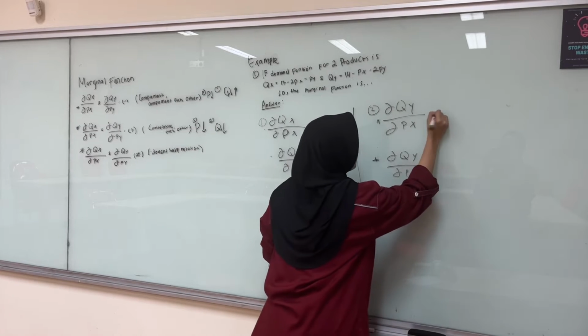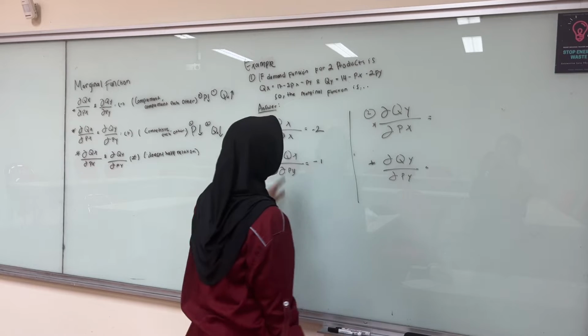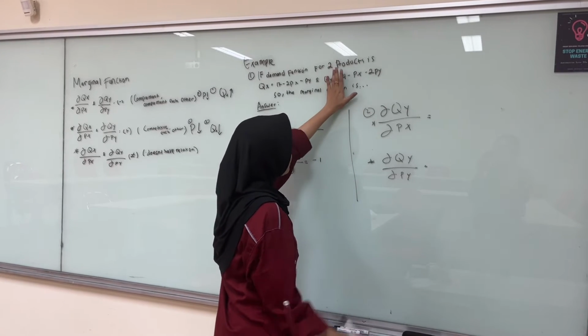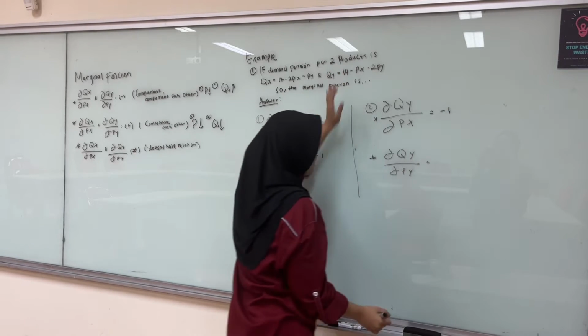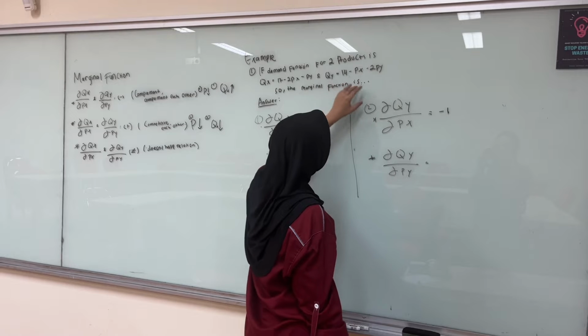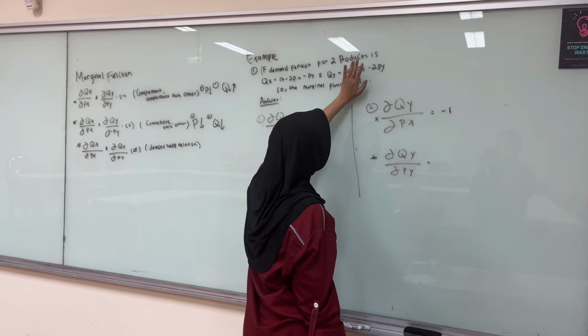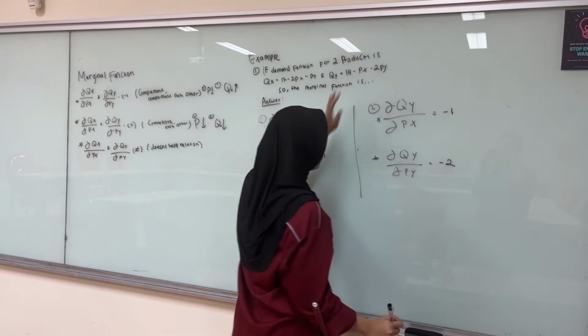And then for the second function, we find the derivative of px first. We just see the px, and it will be minus 1 too. The last is to find the derivative of py. We just ignore the others, and it will be minus 2.